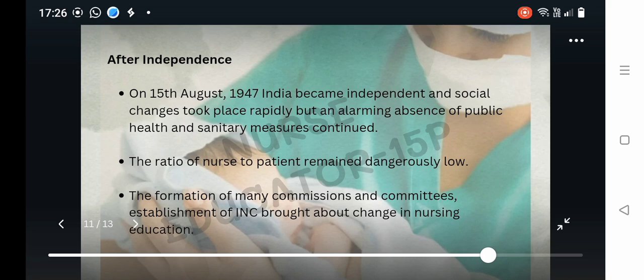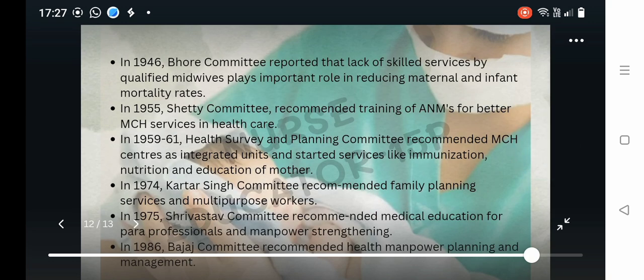The patients were increasing but the number of nurses was not, because there was no training and no proper colleges were added in India. Because of that, the ratio was dangerously low. Many commissions and committees were established by the Government of India for nursing education. The following health committees contributed as follows.